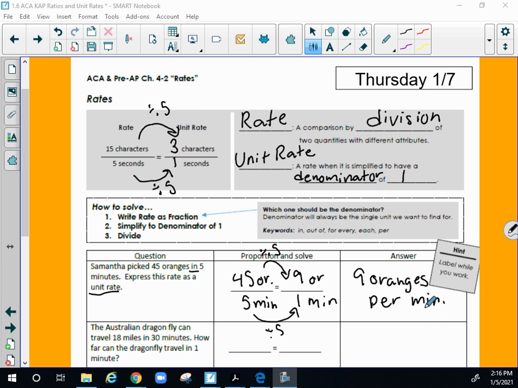If you noticed I wrote per minute, that means that Samantha was able to pick 9 oranges for every minute that passed.